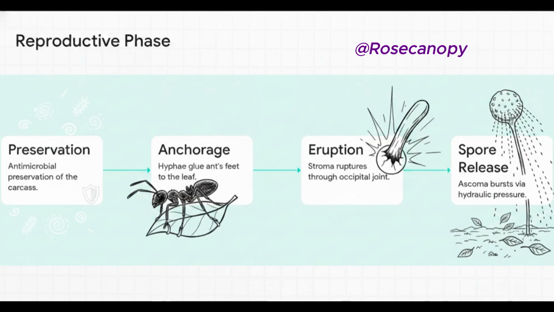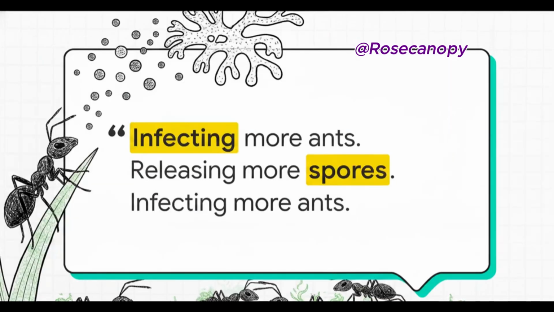Step 3 is the horrifying eruption. A long, rigid fruiting body called a stroma ruptures straight through the soft membrane behind the ant's head. Finally, step 4. After a week or two, a spherical structure at the tip called the ascoma bursts under hydraulic pressure, raining deadly spores down on the forest floor below. There's a quote from the source material that really hits the nail on the head. Infecting more ants, releasing more spores, infecting more ants. It captures the relentless, escalating mathematical horror of this organism perfectly.